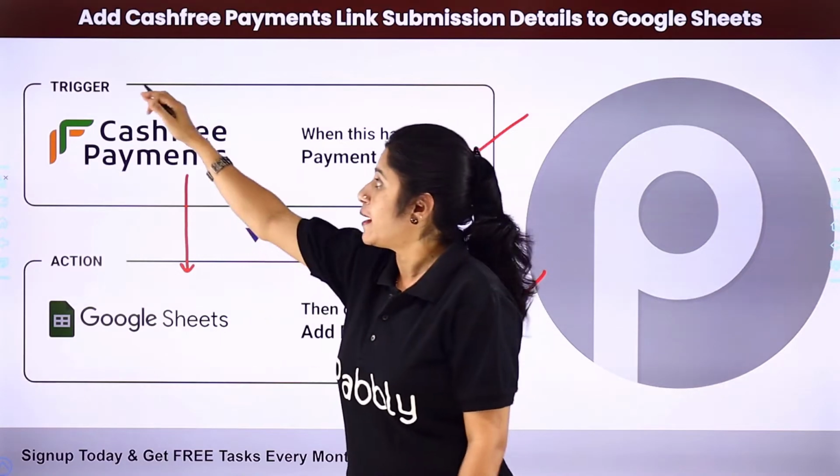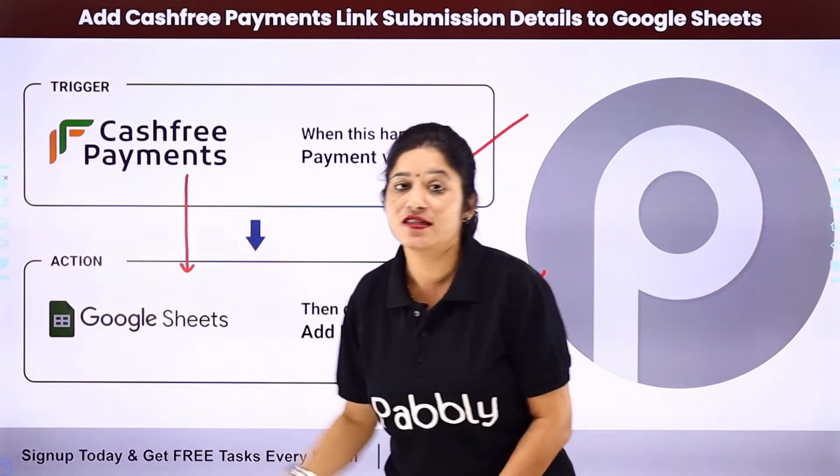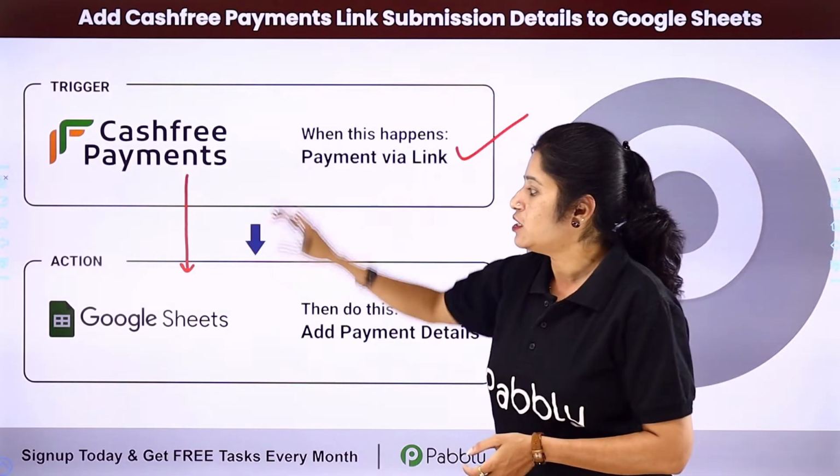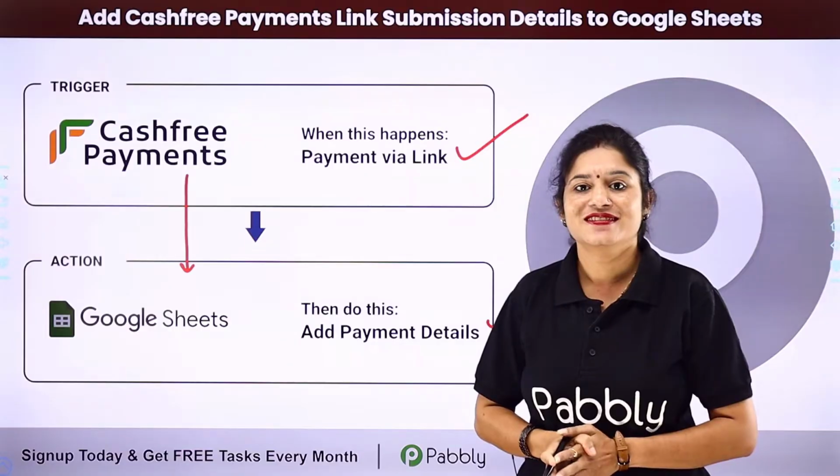So here your trigger application would be Cashfree and your action application would be Google Sheets. So how can you integrate both these software applications using Pabbly Connect? For that you need to come to my screen.